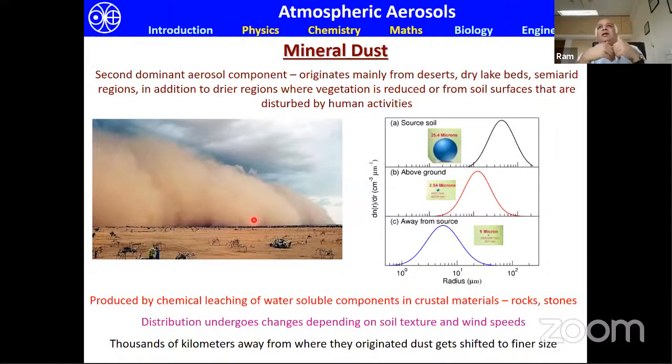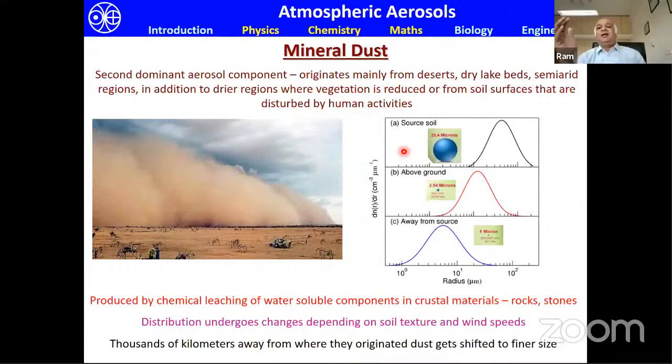Where they are produced, and because these get transported, like you can see from the figure on the left hand side, the distribution goes on changing depending on the soil texture and the wind speeds. Thousands of kilometers away from where they originated, the dust particles get shifted to smaller sizes.